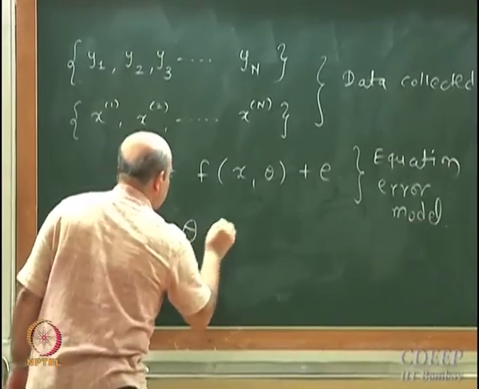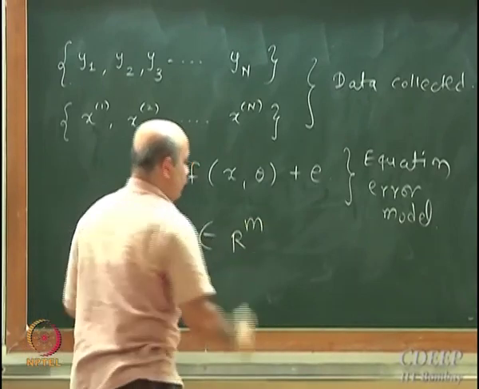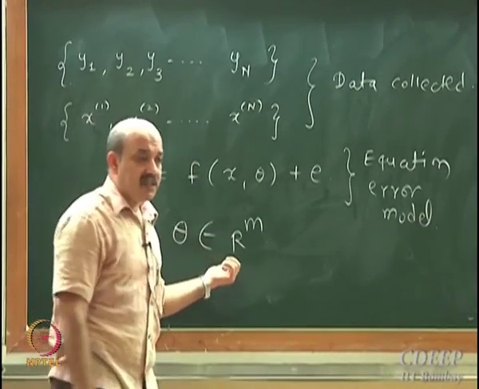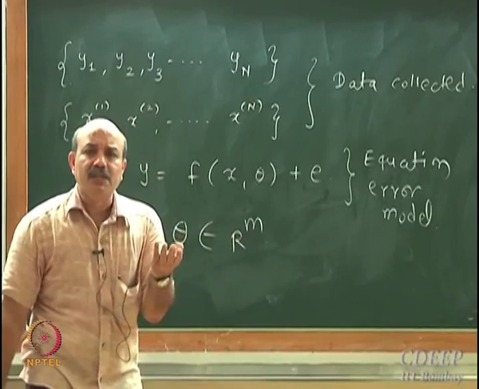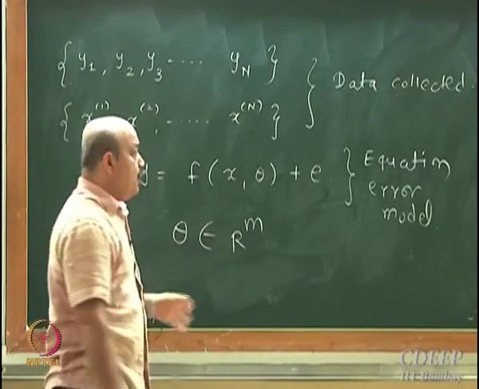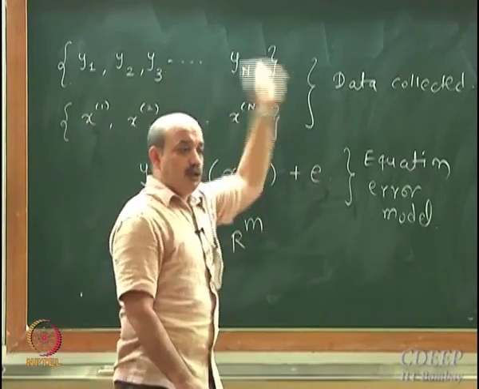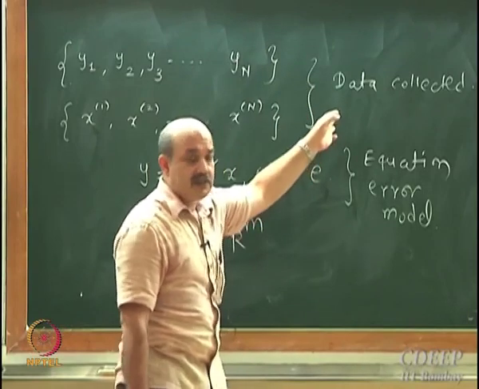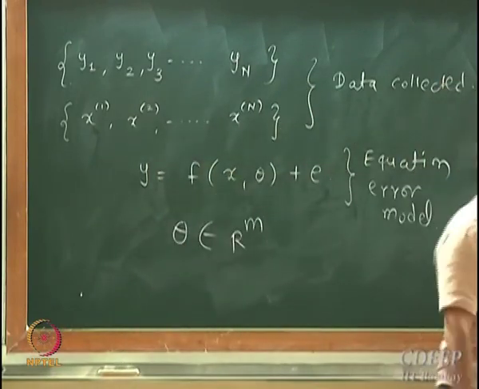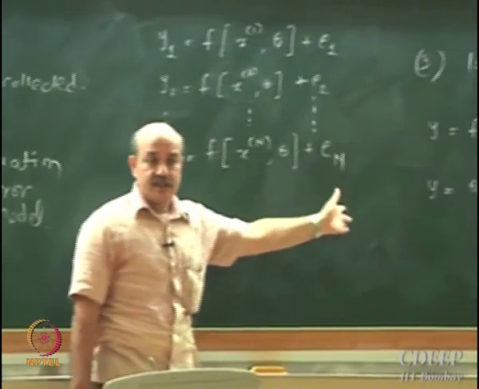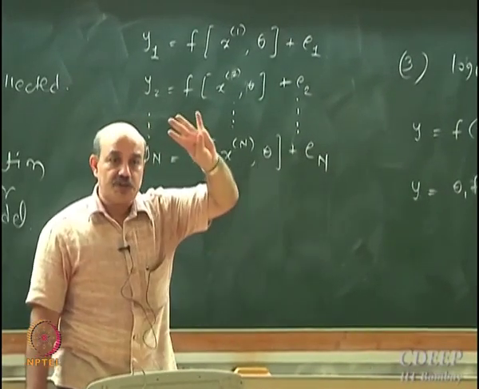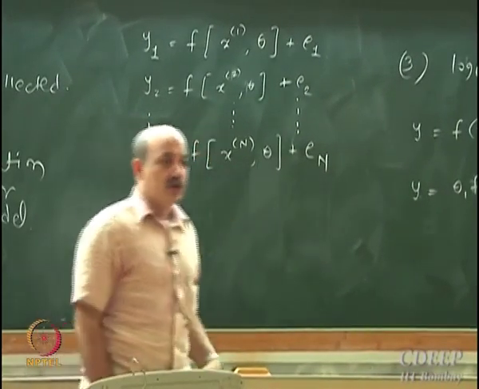So here theta belongs to R m. There are m parameters to be estimated. M could typically be 3 or 4 parameters to be estimated. You have data which is 100, 200 data points, a large number of data points. So now here you have a large number of equations in only 4 unknowns, okay.